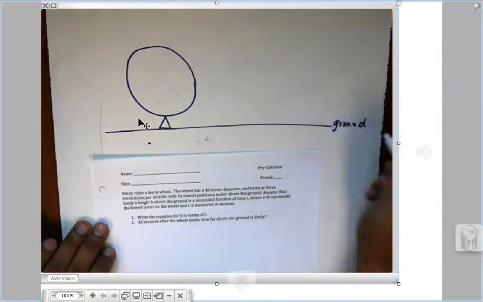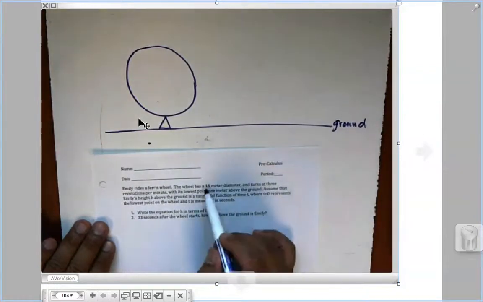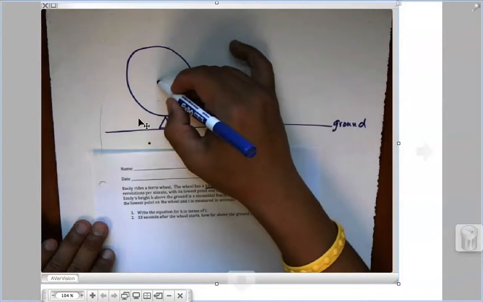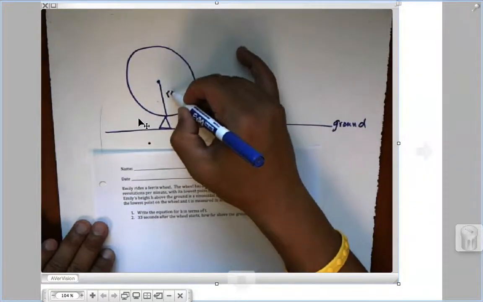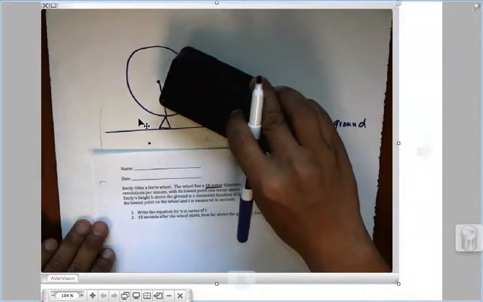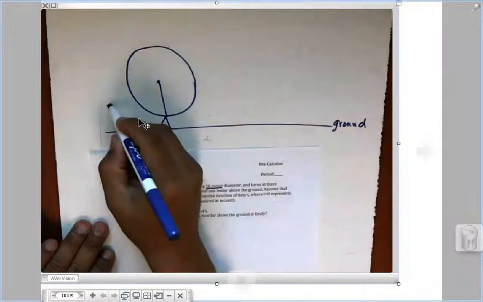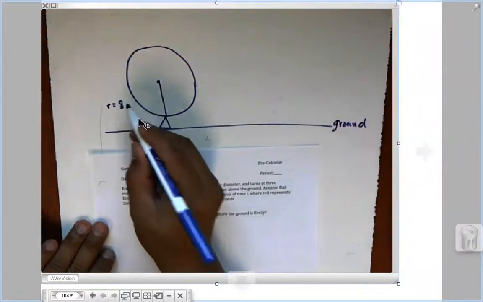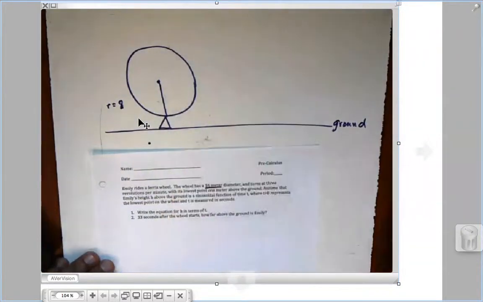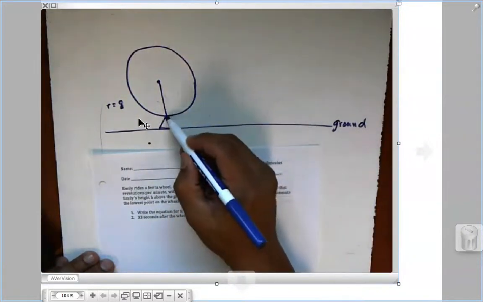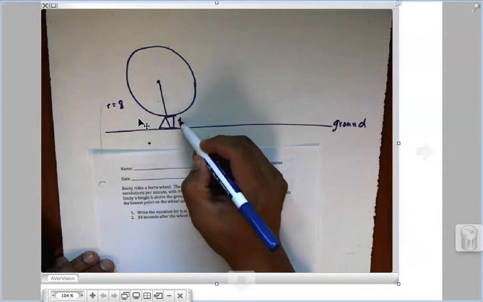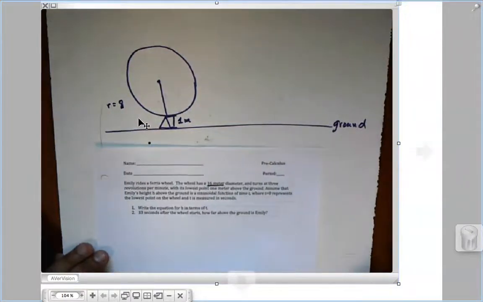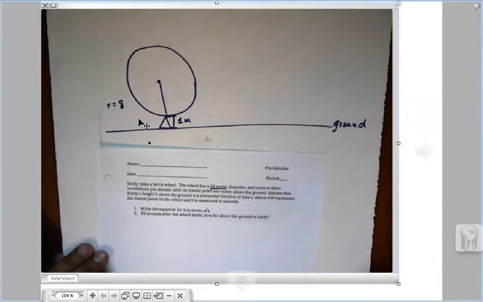Okay. And we know a few things. We know that it has a diameter of 16 meters, which means that it has a radius that's equal to 8. I'm not going to write radius, I'm going to write it over here. Radius is equal to 8. Okay. And we know that it's 1 meter off the ground. So then that means this distance right here is 1 meter. Okay. And, well, that's about all we know for now.